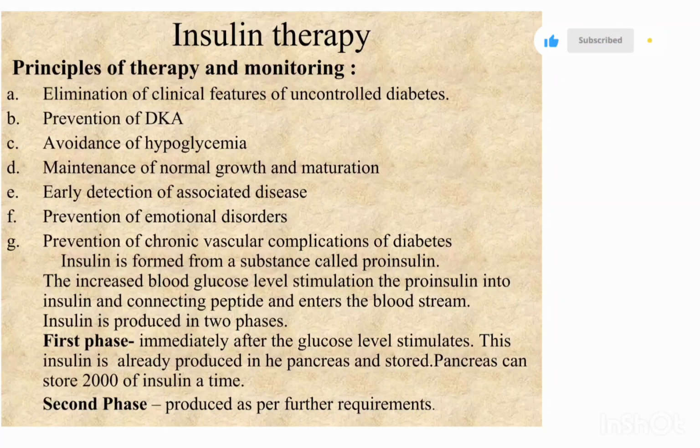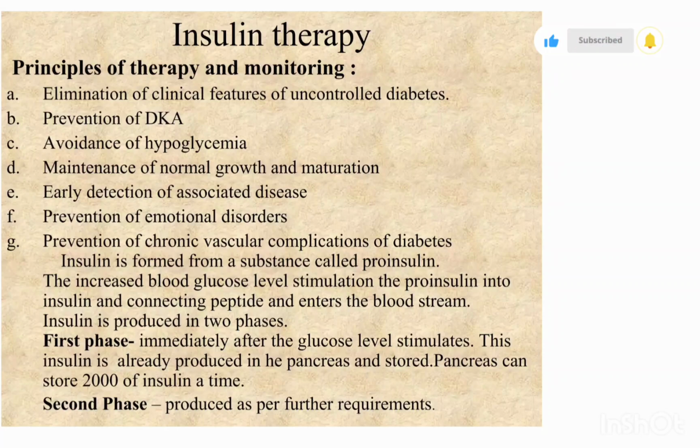Insulin is formed from a substance called proinsulin. The increased blood glucose level stimulates the conversion of proinsulin into insulin and connecting peptide, which enter the bloodstream. Insulin is produced in two phases. In the first phase, immediately after the glucose level stimulates, insulin already produced in the pancreas and stored is released. The pancreas can store 200 units of insulin at a time. And the second phase is produced as per further requirements.